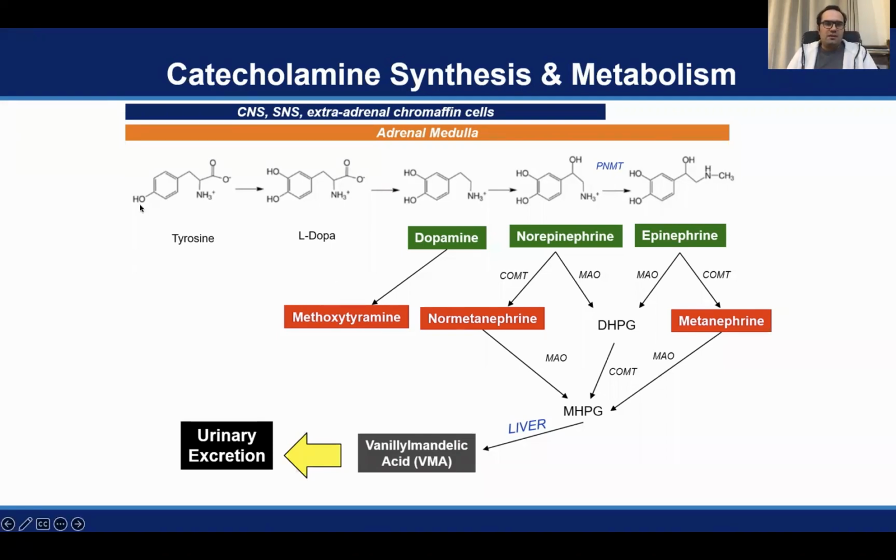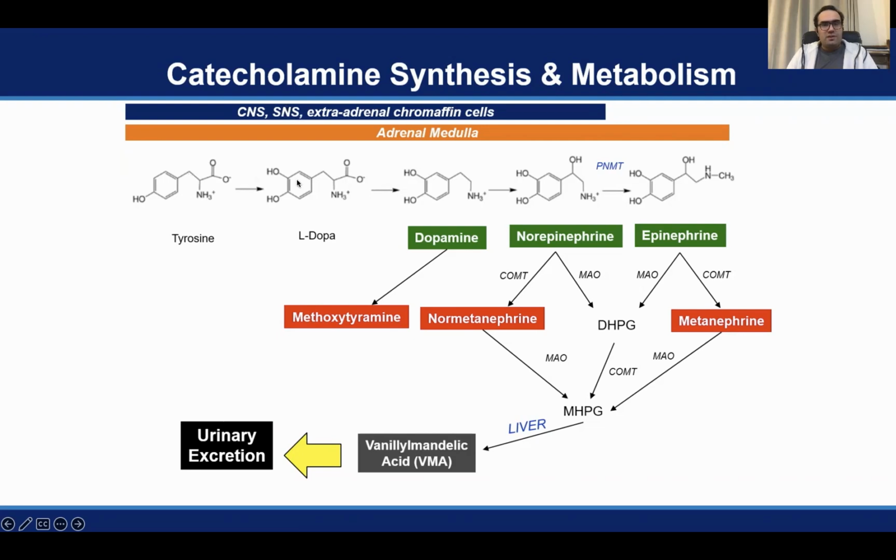So we should know that tyrosine is the backbone, so everything is made from tyrosine. Tyrosine is converted to levodopa, that is converted into dopamine, norepinephrine, and that norepinephrine is converted to epinephrine. The adrenal medulla has all the machinery to form epinephrine because it has the PNMT enzyme. So in the peripheral extra-adrenal chromaffin cells, the sympathetic nervous system, we can make up to norepinephrine but not epinephrine, because the sympathetic nervous system does not have this enzyme PNMT.